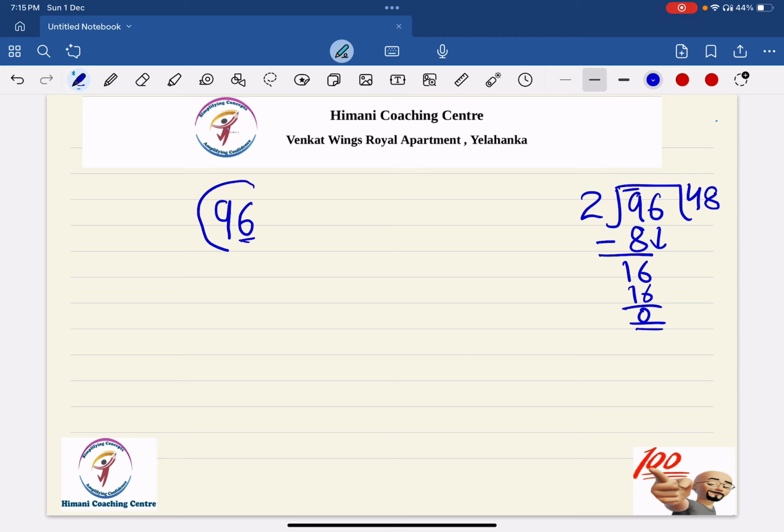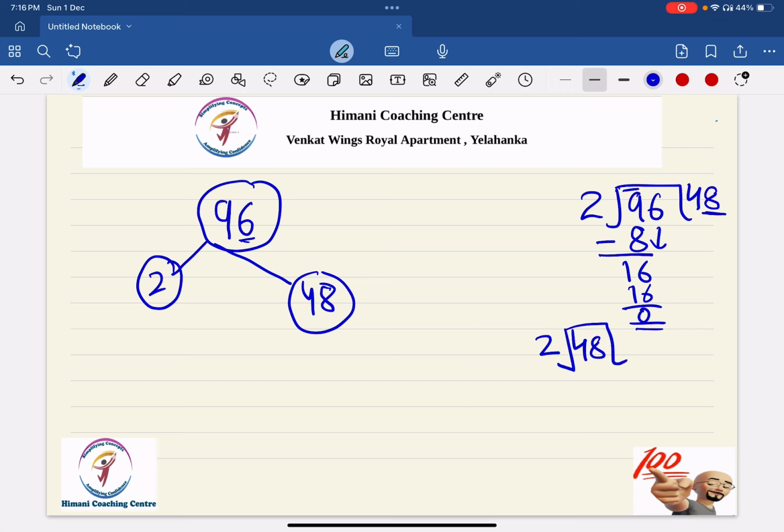So what has happened? We will just draw a factor tree. There is a 2 and there is a 48. Now, in 48, the unit digit is 8, is it even? Yes. Again, repeating, what are even numbers? 0, 2, 4, 6, and 8. That means 48 is again divisible by 2. Let's do that. 2 twos are 4, 0, and then come 8, 2 fours are 8. So this becomes again here a 2 and a 24.